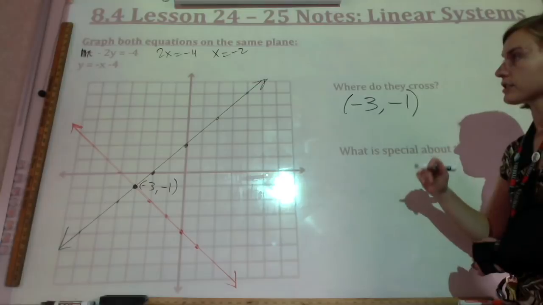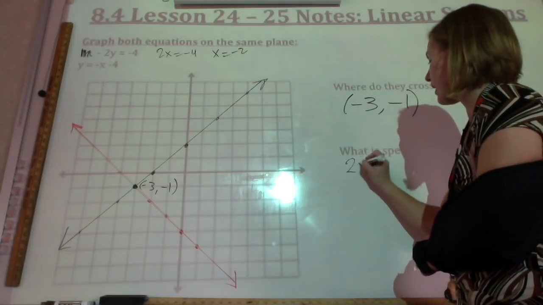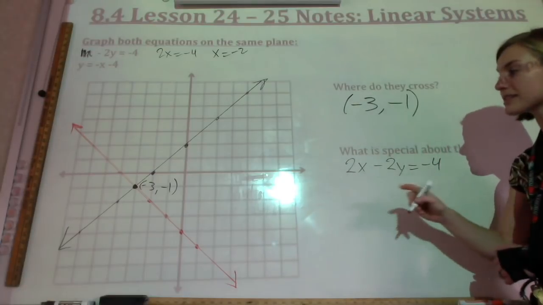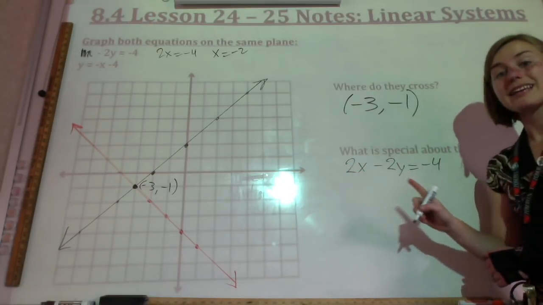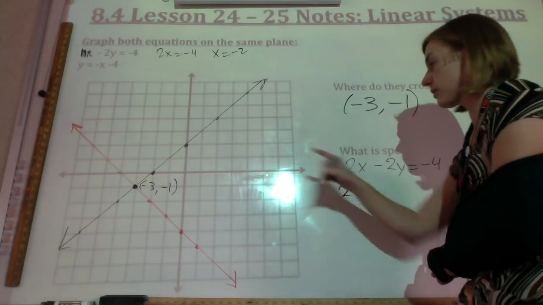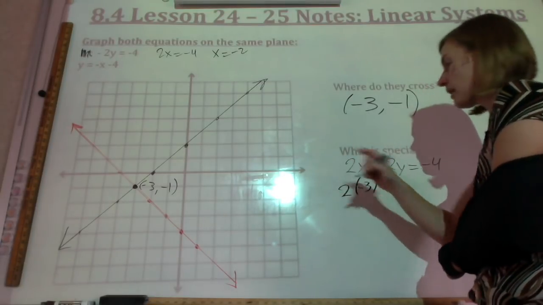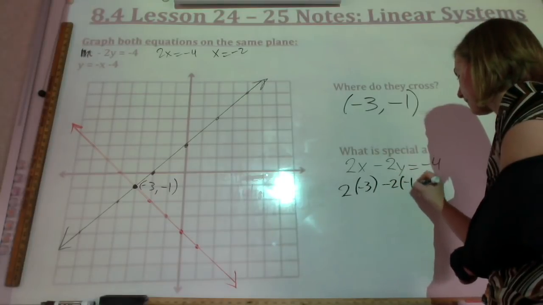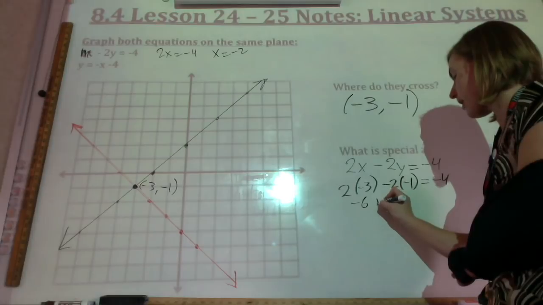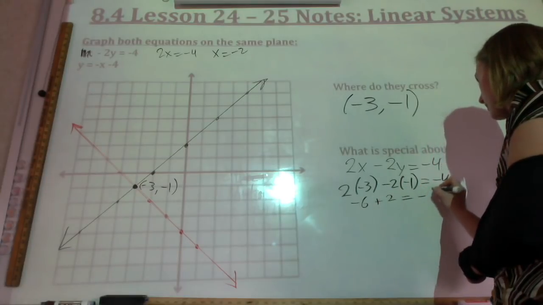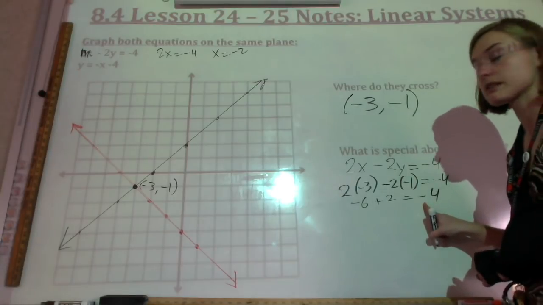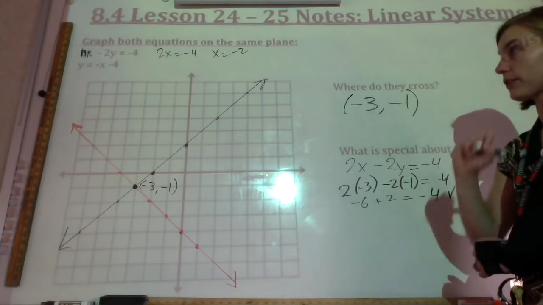So let's try the first equation. The first equation was 2x minus 2y equals -4. So I want to see if -3, -1 is a solution. I'm going to do that by plugging them in. So we have -3 for x, and we have -1 for y. So that becomes -6. This becomes +2, and this is still -4. Does -6 plus 2 equal -4? Yes, it does. So that was a solution to the first equation.